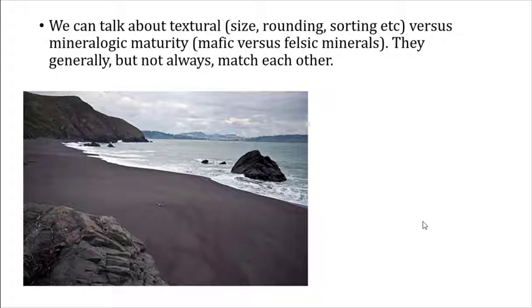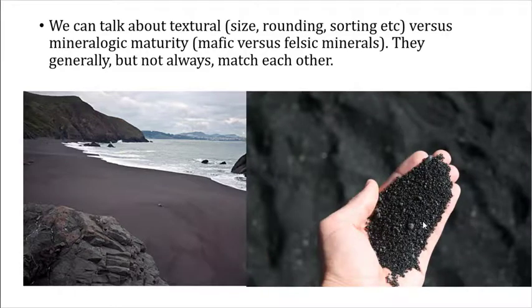You've been staring at a photograph of a black sand beach in Hawaii. And they have these in Hawaii. They also have them in Iceland. They have them in various places in the Pacific Ocean. And you know, that sand is black. In fact, here's what it looks like in a person's hand. That sand is black. Well, it's black because it's full of mafic minerals, right?